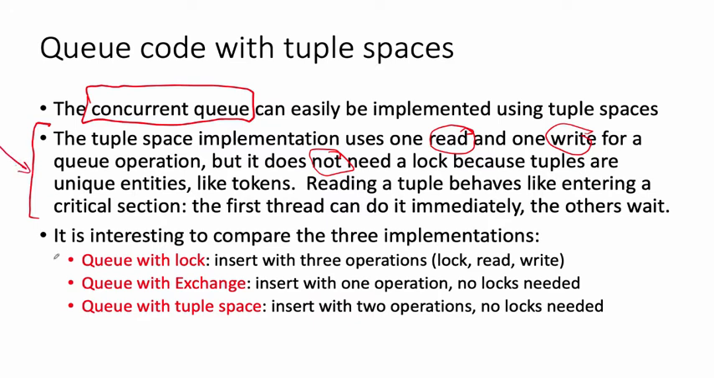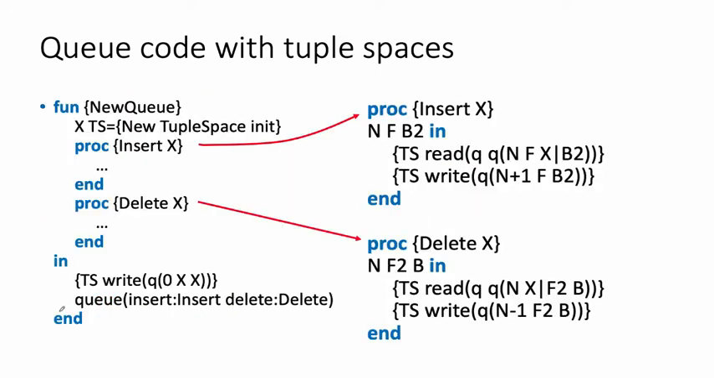And so we have seen then three implementations of the queue. Let me show you the implementation with tuple space. So here's the queue with the tuple space. So we have our new queue operation. We have insert and we have delete. Notice the insert is doing a read and a write, and the delete is doing a read and a write.